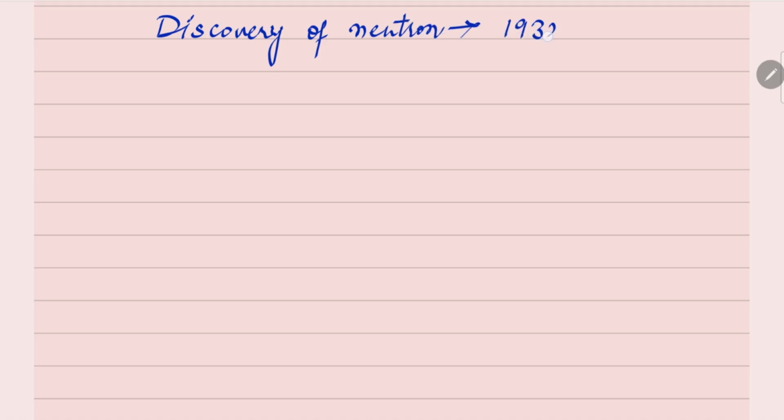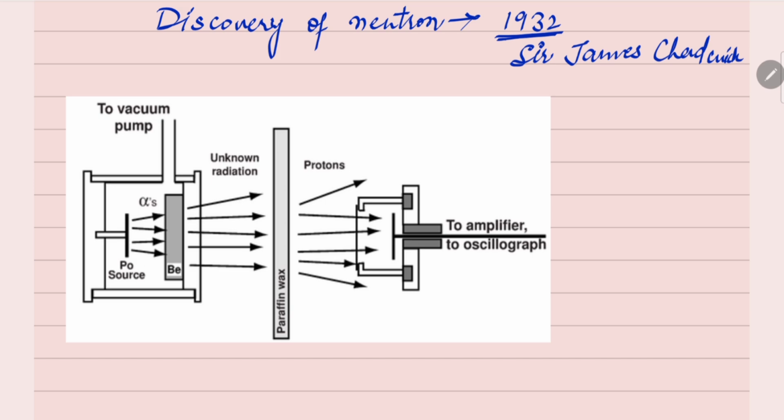In 1932, there was a scientist known as Sir James Chadwick, an English scientist. He was working on an experiment. Let's talk about that experiment. He took a very thin beryllium sheet and bombarded it with alpha particles. And he observed an unknown radiation that had very high penetration power.